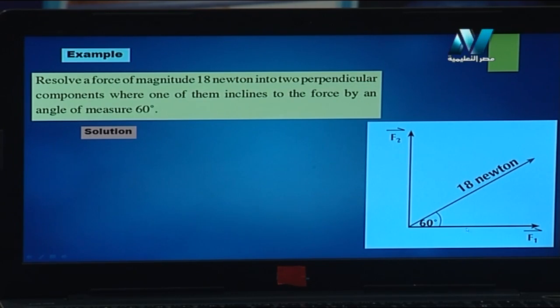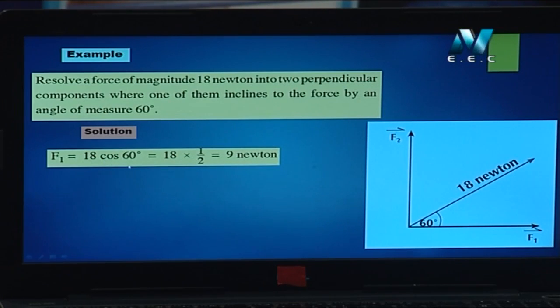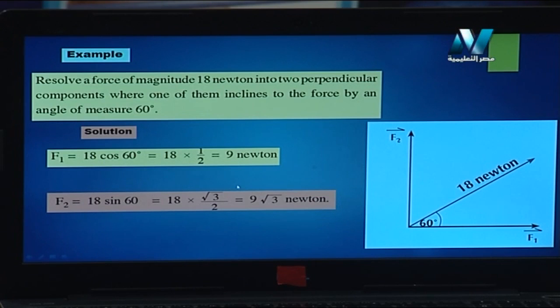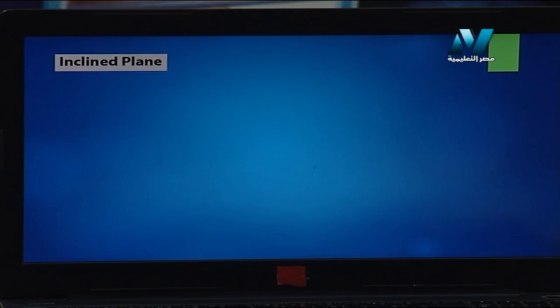Here, as we said, F1 equals 18 cosine 60, but F2 will be 18 sine 60. So F1 equals 18 cosine 60, which equals 18 multiplied by half, equals 9 newtons. F2 equals 18 sine 60 equals 18 multiplied by root 3 over 2 equals 9 root 3 newtons. Let's move to the next.